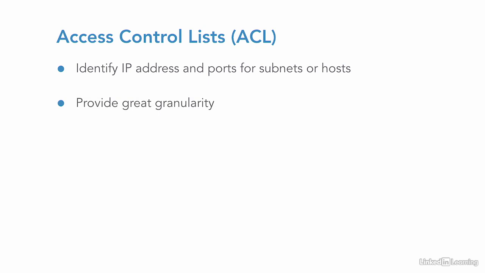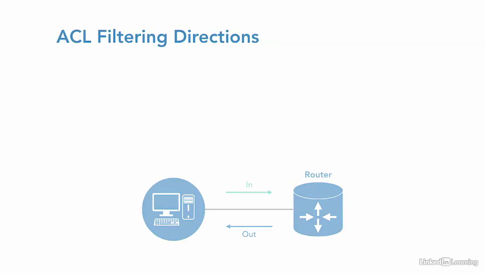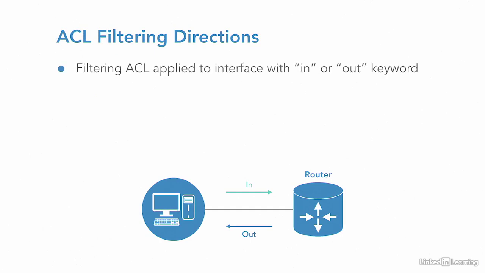While they can be used for filtering traffic on interfaces, they have many more uses. They can be used for matching traffic for QoS or used for route filtering in dynamic protocols. When using ACLs for interface filtering, directionality is very important. An ACL is applied to an interface using either the keyword in or out.